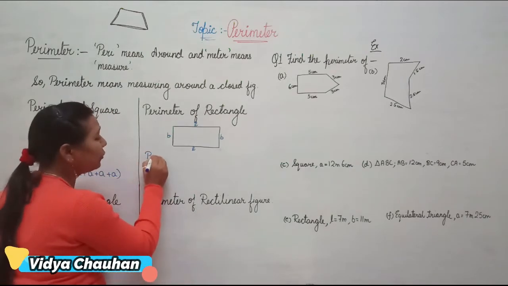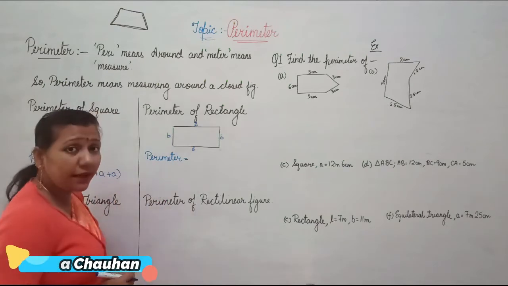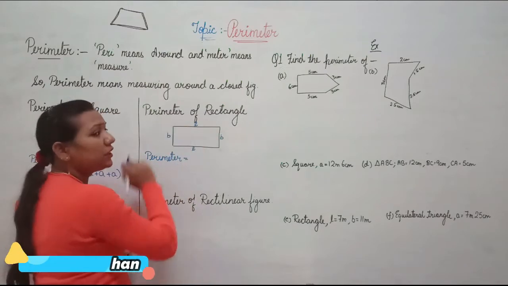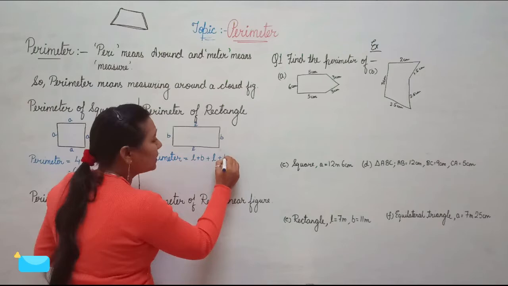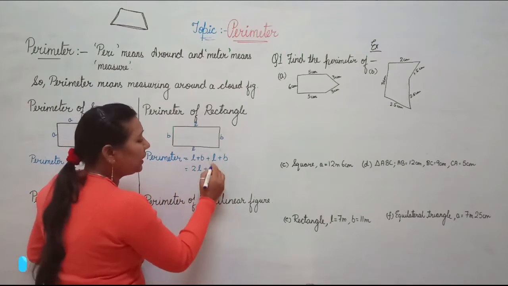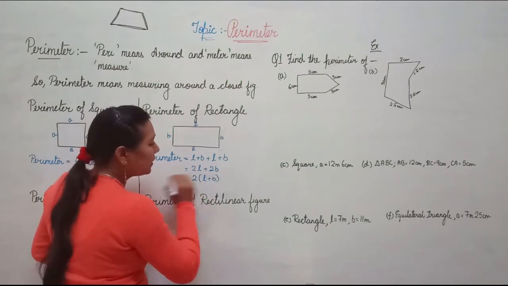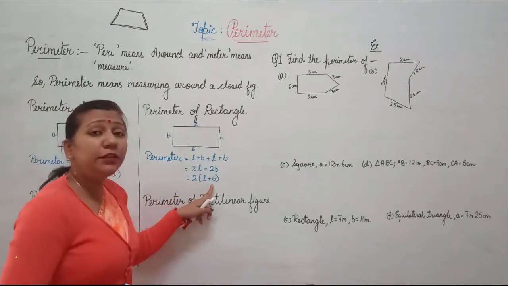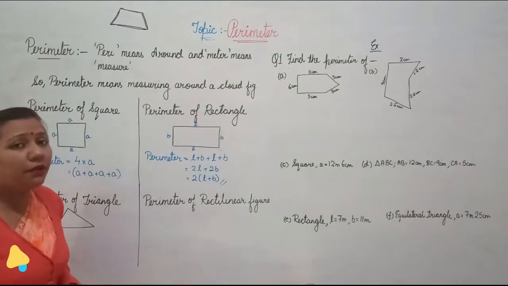Now if we have to calculate the perimeter of this shape, that is a rectangle, once again we are going to add the lengths of all these four sides. So that will be L plus B plus L plus B. Here L plus L will become 2L, B plus B is 2B. If we take 2 common, it will be twice L plus B. That means the perimeter of a rectangle is twice the length plus breadth. This is your second formula.